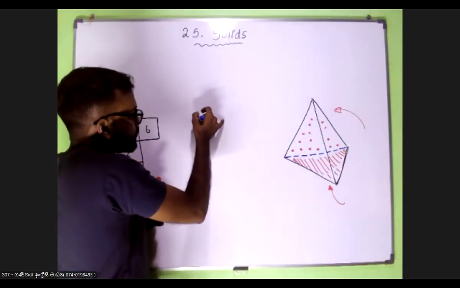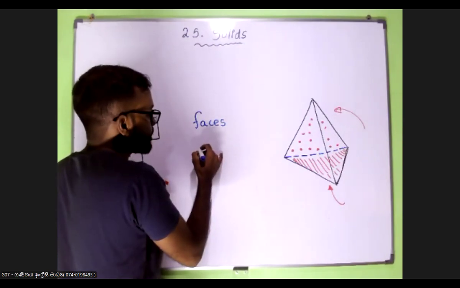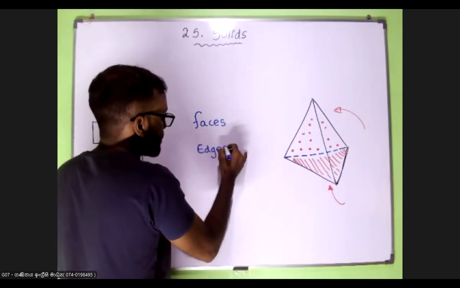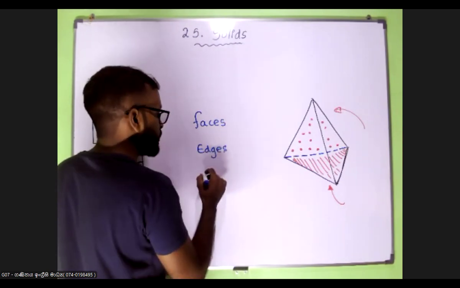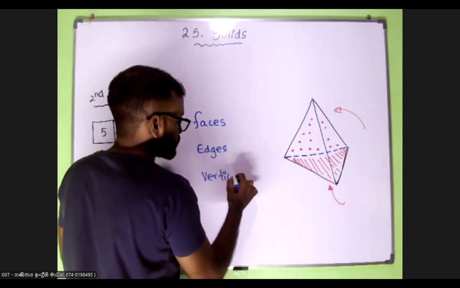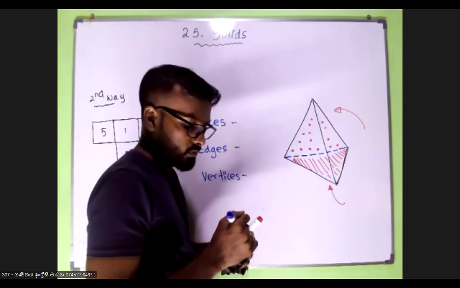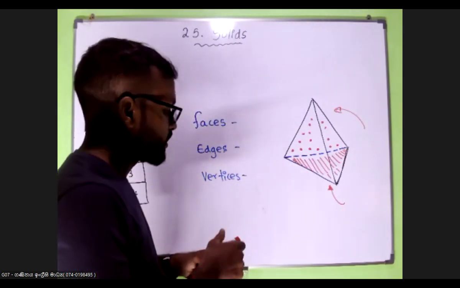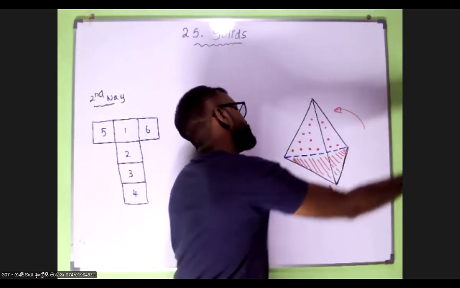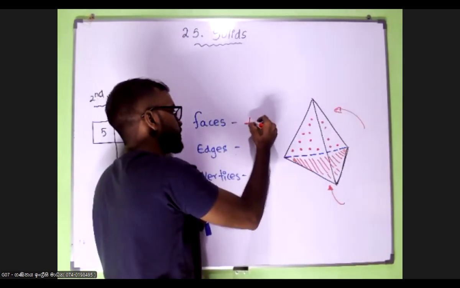Now they are asking us to write down the number of faces, edges, and vertices. So how many faces are there? I have told you. How many edges are there? And how many vertices are there? Sometimes you already know, so you can fill this out. How many faces? First face, second face, third face, and below one, there are 4 faces.